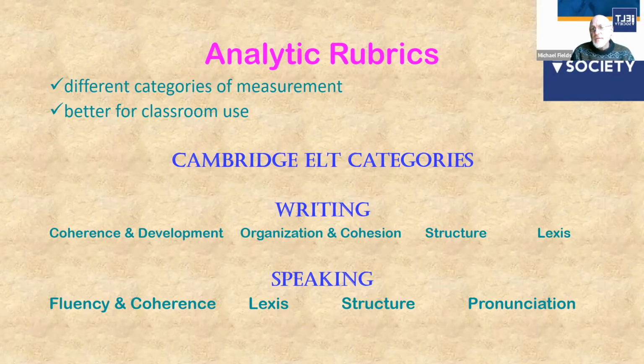For writing, very standard categories would be coherence and development, organization and cohesion, structure, and lexis. Another way to look at that is, when we think about coherence and development, we might be thinking about the whole paper. When we think about organization and cohesion, we might be looking at paragraphs and anything larger than a sentence and how those connect to each other. Structure, of course, is grammar. It's looking at the level of the sentence, and lexis is vocabulary. It's looking at the level of the word. And for speaking, these standard Cambridge ELT categories would be fluency and coherence, lexis, structure, and pronunciation.